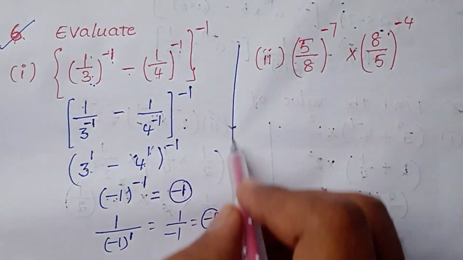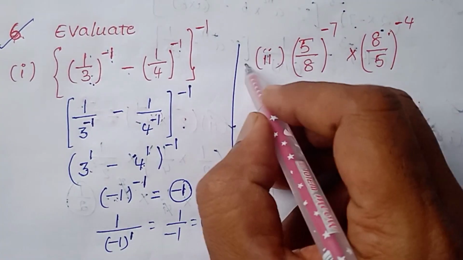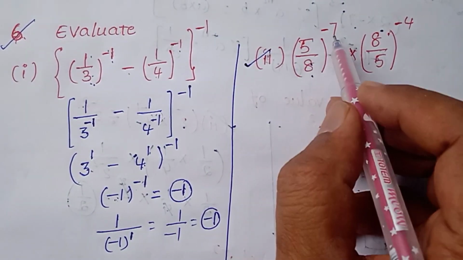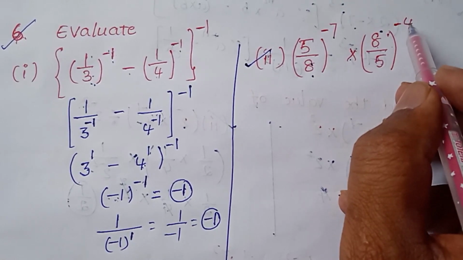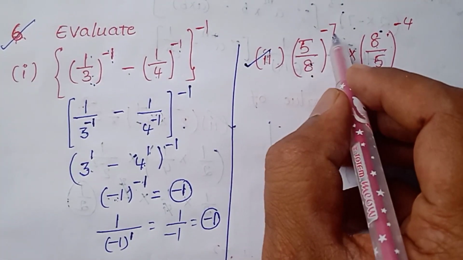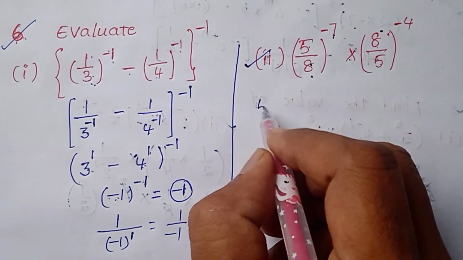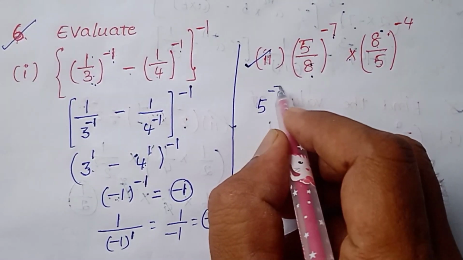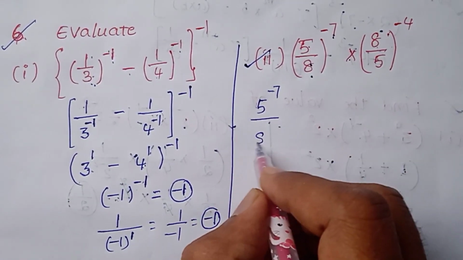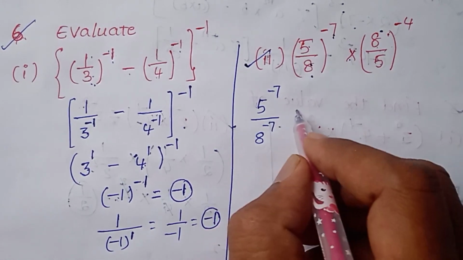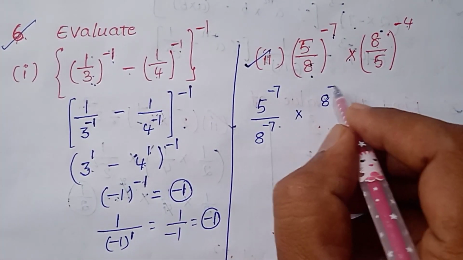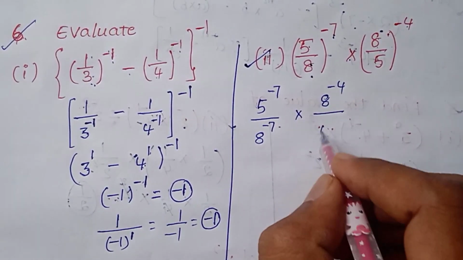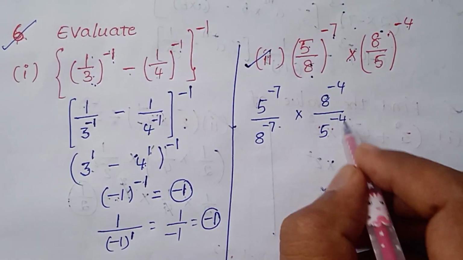Now see the next one. (5/8)^-7 into (8/5)^-4. See, minus 7 we apply here, then it will be 5 to the power of minus 7 divided by 8 to the power of minus 7, into minus 4 applied, you get 8 to the power of minus 4 divided by 5 to the power of minus 4.